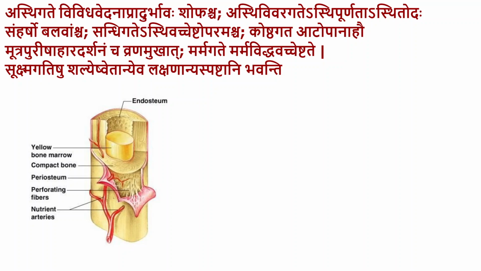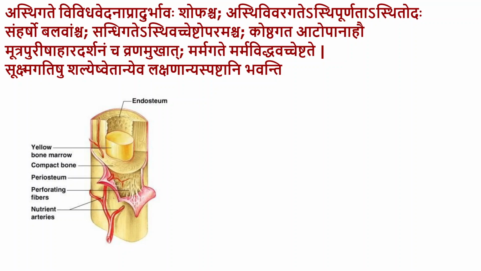Kostagate ato panaho mutra purishahara darshanam jabranamukhat. If there is involvement of the kostha, abdomen, then either there could be atopa or anaha, this distension with hyperperistalsis or distension with the paralytic changes. Whenever there is an inflammation in the beginning stage, early stage, there will be a hyperperistalsis, but later, once the inflammation has become settled, established, then these adynamic or paralytic changes would occur in the intestines. So that's the difference in the atopa and anaha. These are the two stages of involvement.